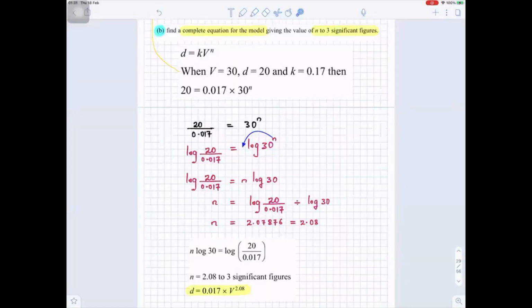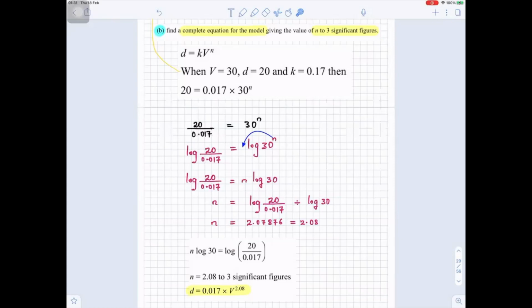Find a complete equation for the model giving the value of n to 3 significant figures. So we want d equals k v to the power n, but v is 30 and d is 20, and we get that from the first graph. And we got k from above, which is 0.017. So we sub in those values: d is 20, k is 0.017, and v is 30 to the power n. We want to solve it to find n. So we take 0.017 to the left, it becomes divide. So 20 divided by 0.017 is equal to 30 to the power n.